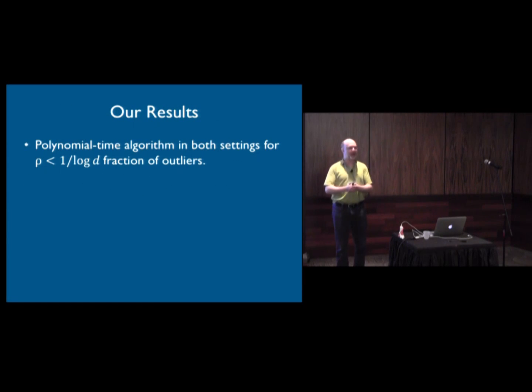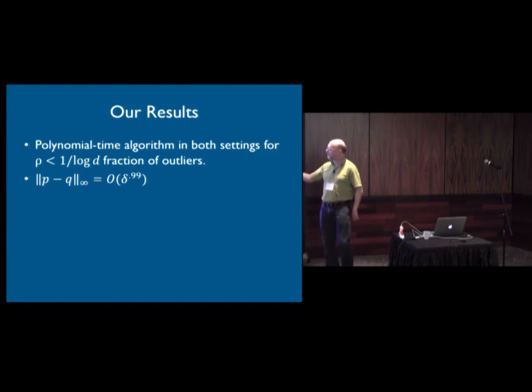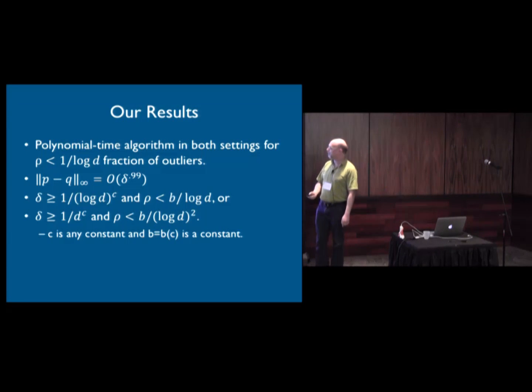So we give the first polynomial time algorithm that handles a non-trivial fraction of outliers. You could do something actually with medians and stuff, but we can handle up to 1 over log d fraction of outliers at a high level. And we output a polynomial q that's pretty close to p. We hoped for order delta close. We can do order delta to the 0.99, or put in any constant less than 1 there. We also have some somewhat annoying restrictions, but it's not too bad.